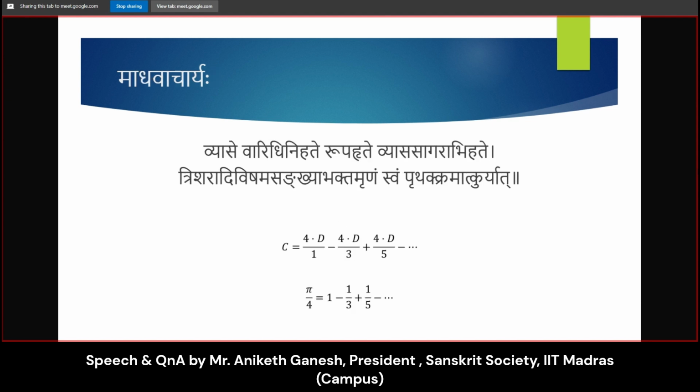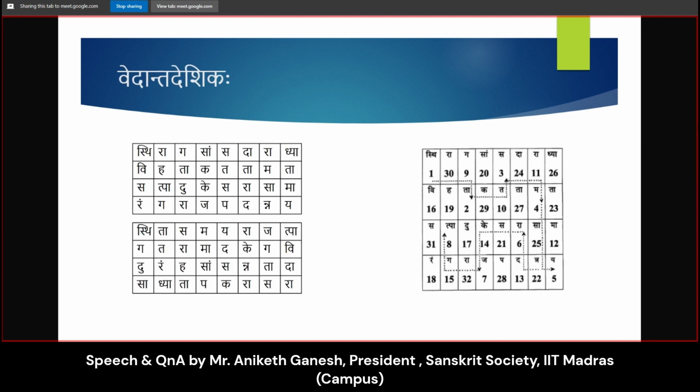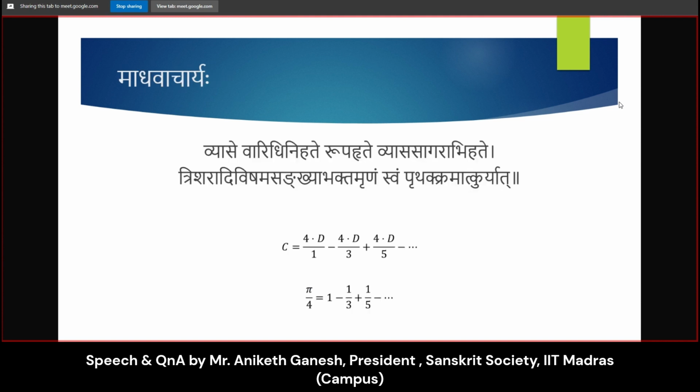Yes, we can move on to the next slide. This is another verse by Madhavacharya from the Kerala school of mathematics, which has started becoming popular in some circles, but still not well known enough. He says, Vyase varidhi nihate rupahrite vyasasagara vihate trisharadi vishama sankhya bhaktam nanam svam prathakramat kuryat.